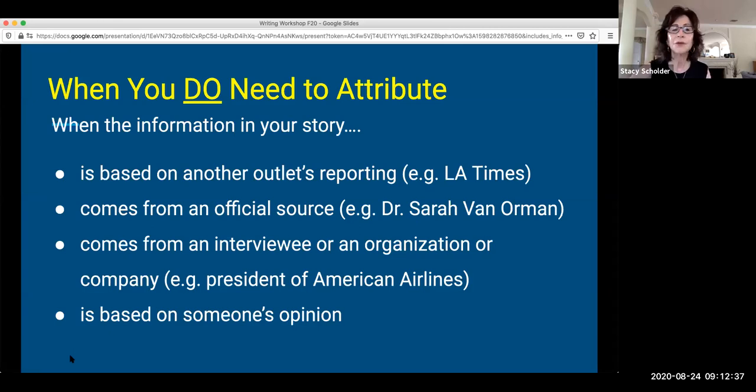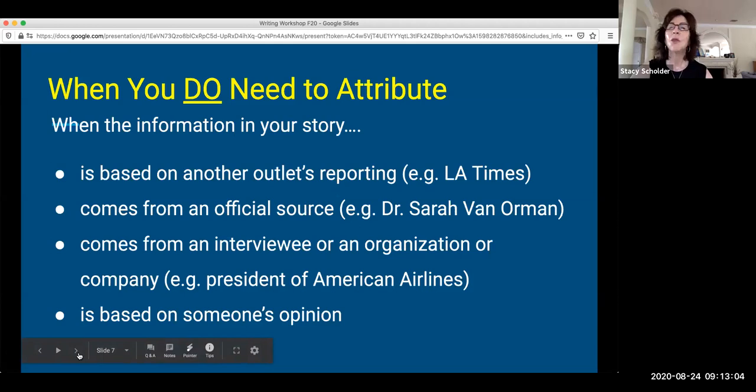If there's someone that we interview, for example, the president of American Airlines talking about the number of passengers or how business has slowed down, we want to attribute to that person. And clearly, if we're doing a story that has a lot of perspectives and opinions, we want to make sure that we attribute those opinions to the people that they belong to.